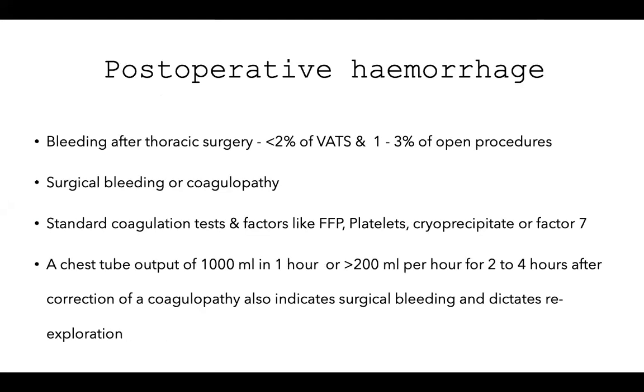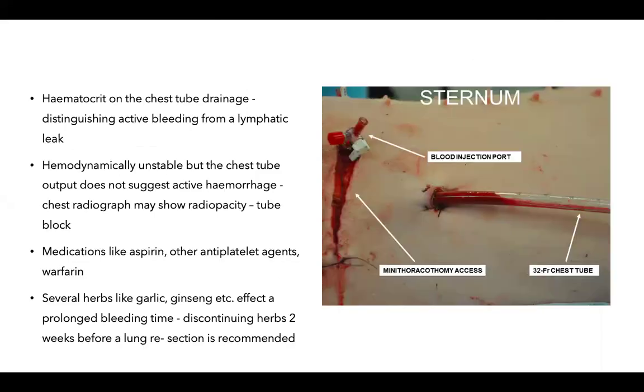Postoperative hemorrhage, as we discussed, may not be a very common complication but can happen. In VATS, it is less than 2%, and for open thoracic surgery it can be up to 1 to 3%. It's either a surgical bleeding or a coagulopathy. Standard coagulation tests should be checked and transfusion with FFP, platelets, cryoprecipitate, factor 7 should be given as recommended. The catch is when to open the thorax. If the chest tube output is more than a liter in 1 hour or more than 200 ml per hour for 2 to 4 hours, even after correction of coagulopathy, it strongly indicates a surgical bleed and dictates re-exploration.